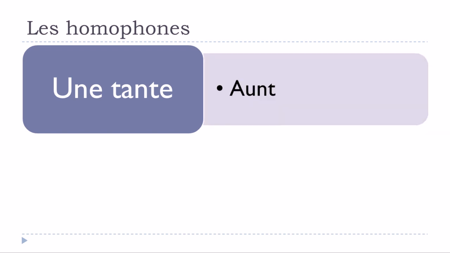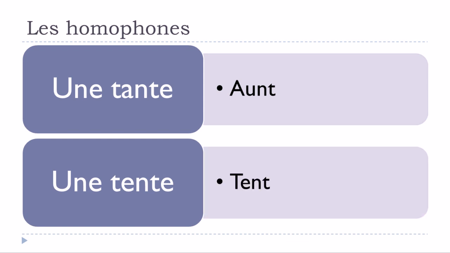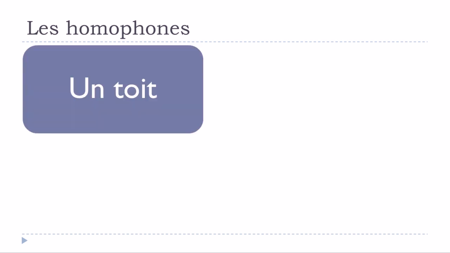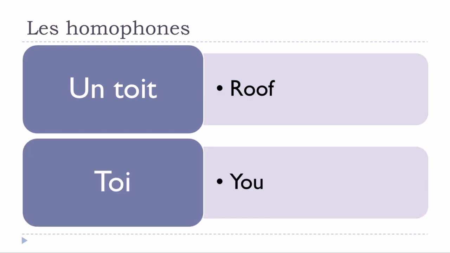Une tente. Une tente. Okay, so it's exactly the same pronunciation, even if you get an in one and an in the other. Okay, and both of them are feminine. Une tente. Un toit. Toi. Okay, so in that case, we're talking about moi, toi, lui, elle, so we saw that a long time ago. Okay, and both of them are pronounced like toi.